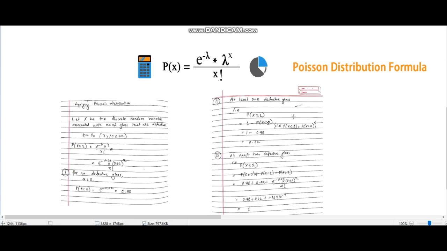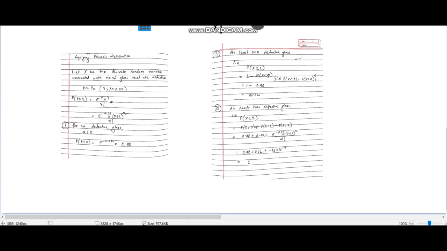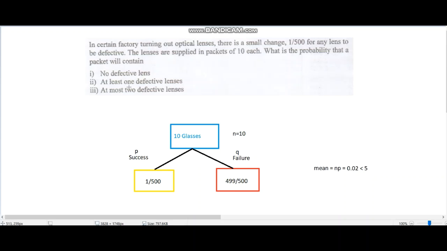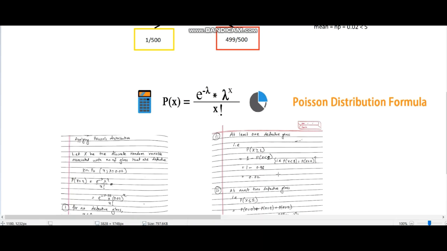So that will be difficult to calculate and consume more time, so I can use the rule or condition from the total probability. That will be 1 minus the probability of x less than 1. This we have already calculated, because x strictly less than 1 means x equals 0. So 1 minus 0.98 will be 0.02. And this is the probability of getting at least one defective lens, which will be 0.02.